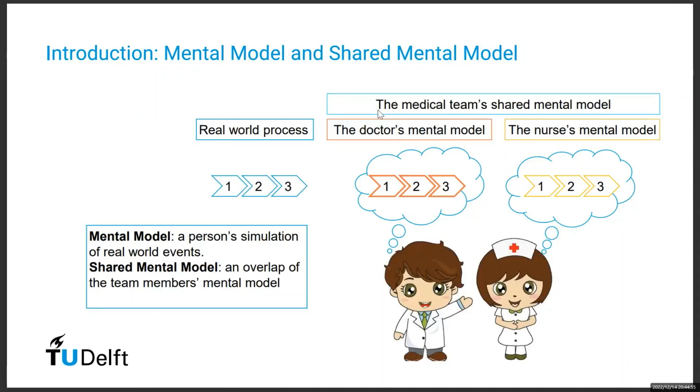The mental model means a person's simulation of real-world events. The shared mental model means an overlap of the team members' mental models. Those two terms are shown in the graph. Both the nurse and the doctor have a simulation of the real-world process, and their mental models put together, overlapped, form the team's shared mental model.